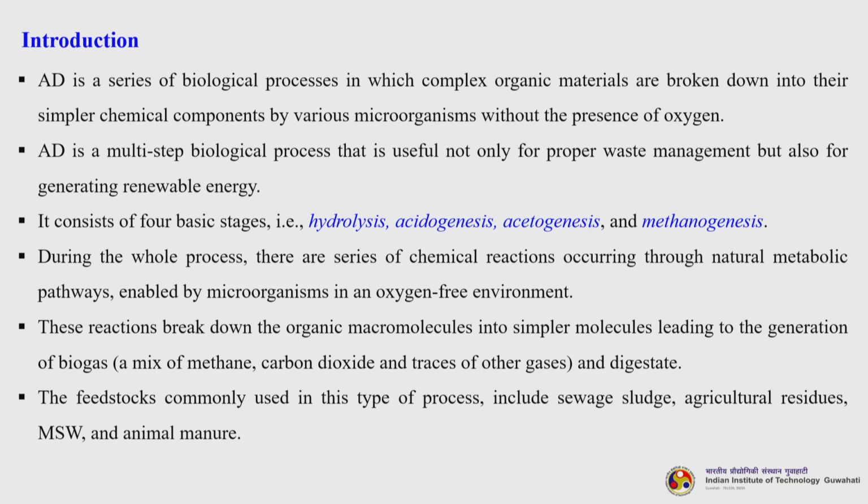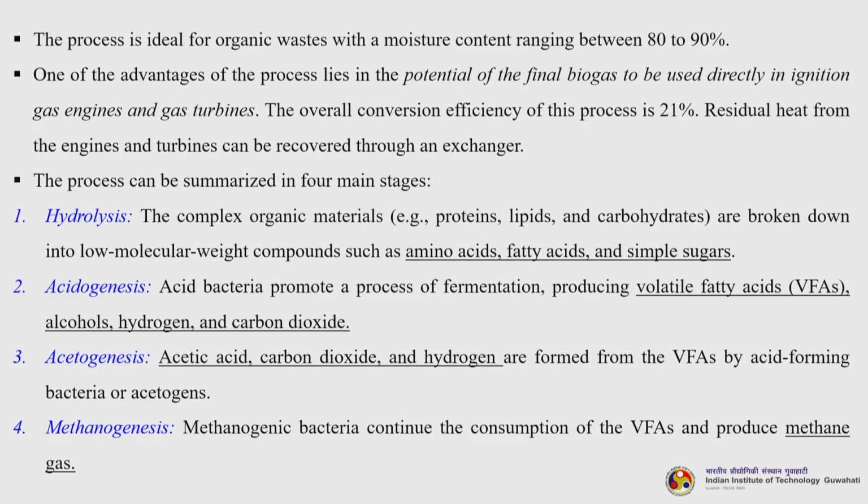Okay. So, the feedstocks that are commonly used in this type of process include sewage sludge, agricultural residues, municipal solid waste, animal manure, and there can be many other feedstocks also. Now, the process is ideal for organic wastes with a moisture content ranging between 80 to 90%. One of the advantages of the process lies in the potential of the final biogas to be used directly in ignition gas engines and gas turbines. The overall conversion efficiency of this process is 21%. Residual heat from the engines and turbines can be recovered through an exchanger.